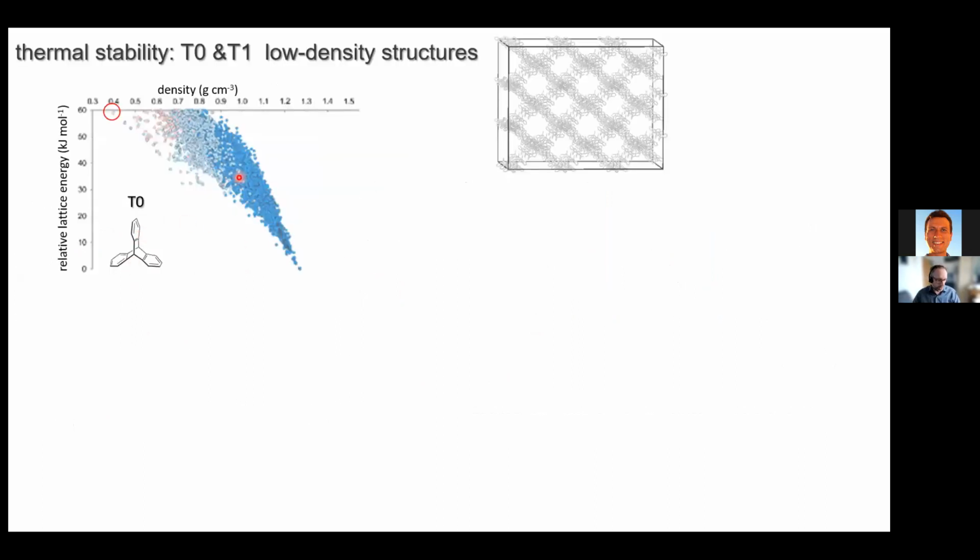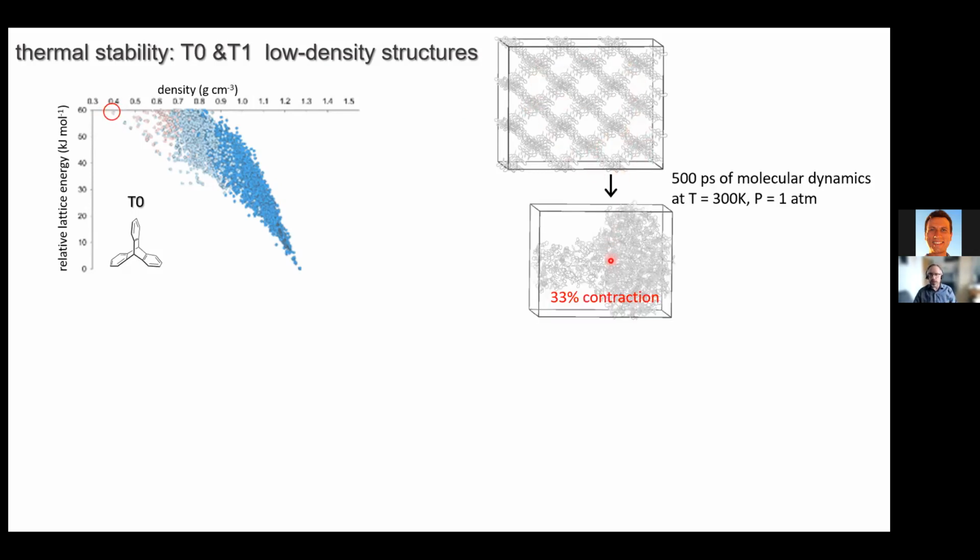We used a benchmark to calibrate these types of computational experiments, looking at this T0 molecule, which doesn't have the hydrogen bonds. We took something of a similar density up here. We take that crystal structure from the landscape and apply molecular dynamics, and very quickly it collapses, because there isn't a large energy barrier to stop that collapse to a higher density.